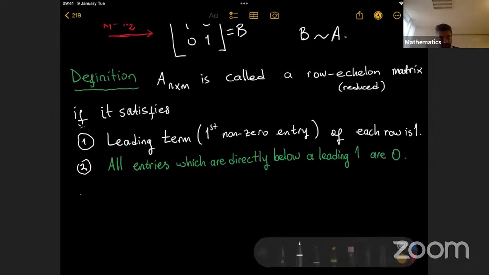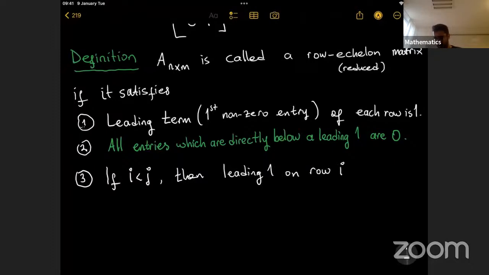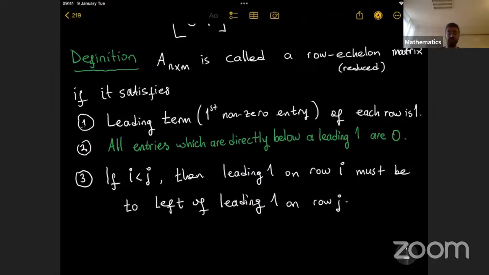Next, if i is less than j, then the leading one on row i must be to the left of the leading one on row j. Well, this means what?